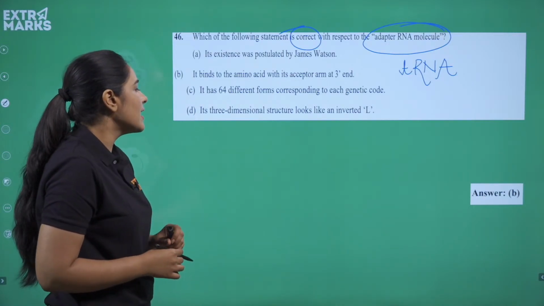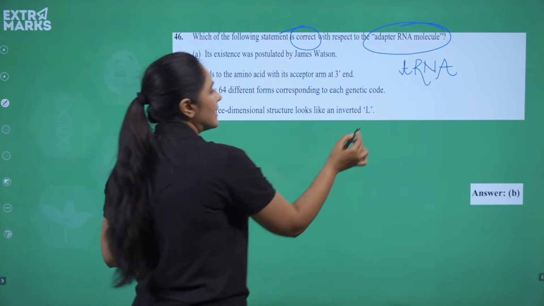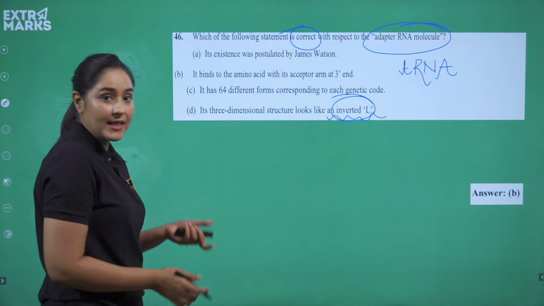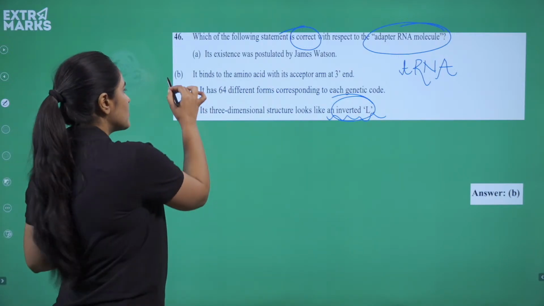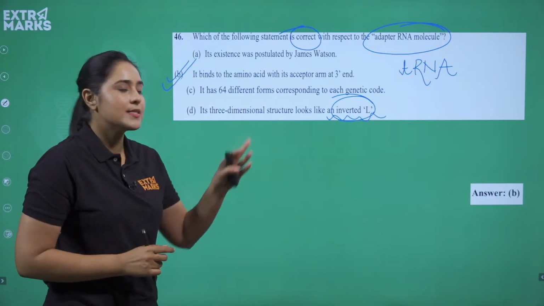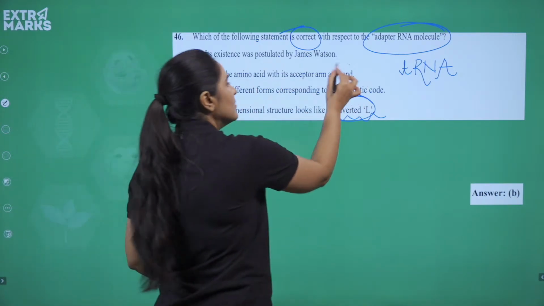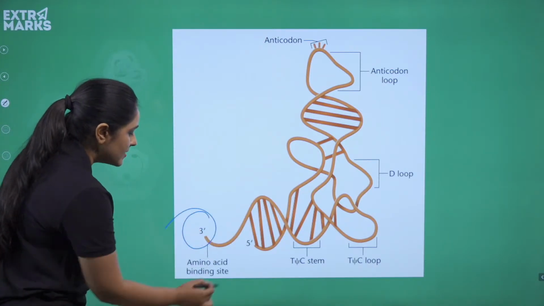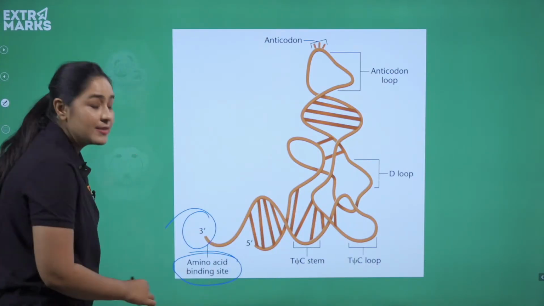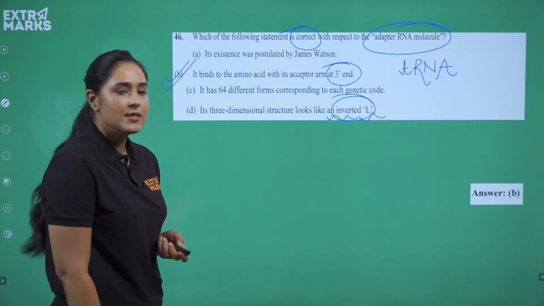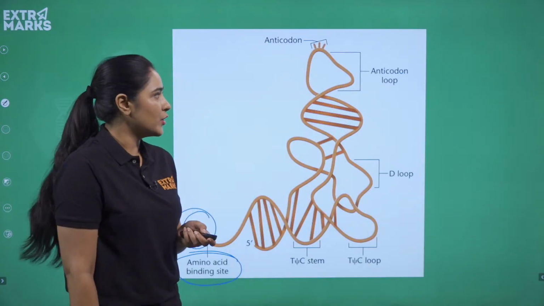D, its three-dimensional structure looks like an inverted L. You have to see the word, what is written. Is it inverted L? So obviously here students, B is correct. It binds to the amino acid with its acceptor arm which is at the 3' end. We can see here we are having this 3' end and where the amino acids will bind. So the B option here is correct for the tRNA or the adapter RNA molecule.